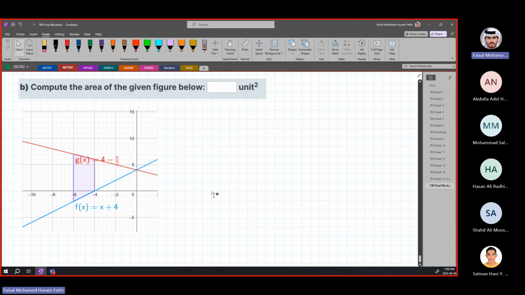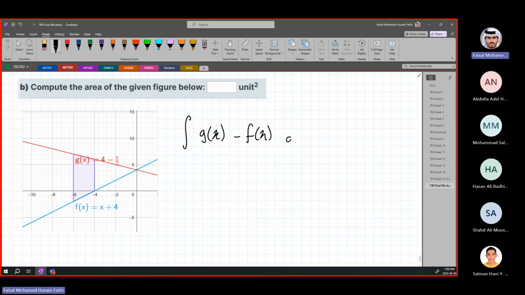How do you find the area? Very simple. It's up minus down. So what is it? G of x in this case. G of x. So the integration of g of x minus f of x, dx. Yes, meaning whatever the first function is minus the second function. And what is our range? If you notice here, it starts from -6 and it ends at -4. So your final integration will be from -6 to -4.